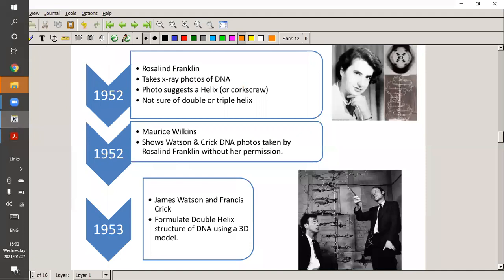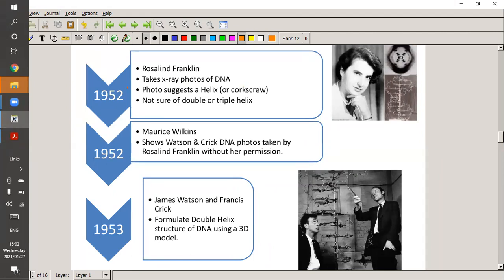The genes carry the hereditary information, and the genes are inside the DNA. But we don't know what the DNA looks like yet. We know there's a protein part, a sugar part, and a phosphate part. But how does it fit into the cell? It's 2 meters long. How can it fit into a cell if it's 2 meters long?